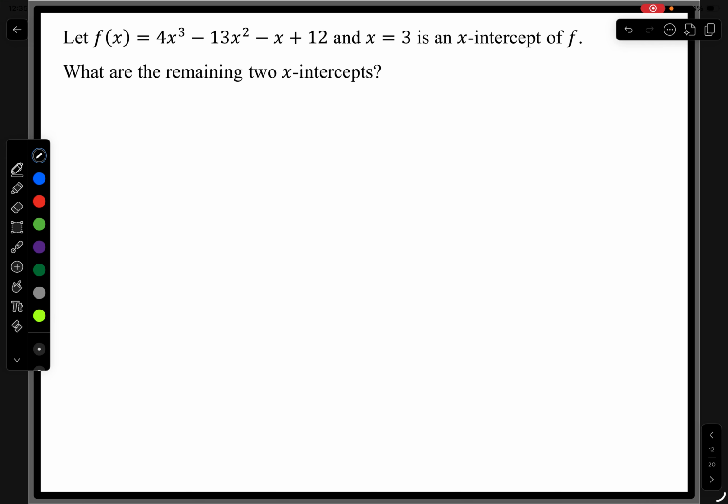For the example that we have, similar to the homework, our objective here is to find the remaining two x-intercepts if we're given one of them. So like in my example, I have this function and I'm told that x equals 3 is one of the x-intercepts. So I'm going to use this 3 to do a synthetic division to break this cubic function into a quadratic.